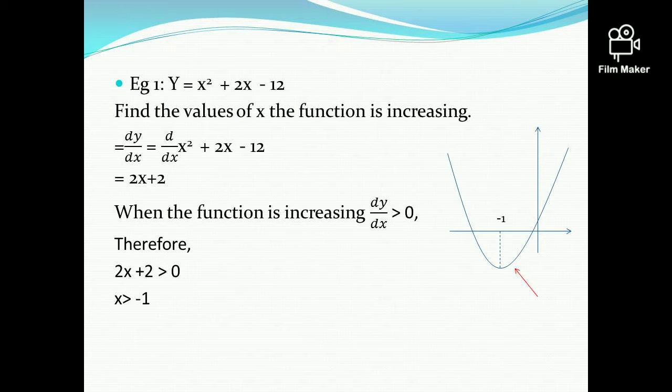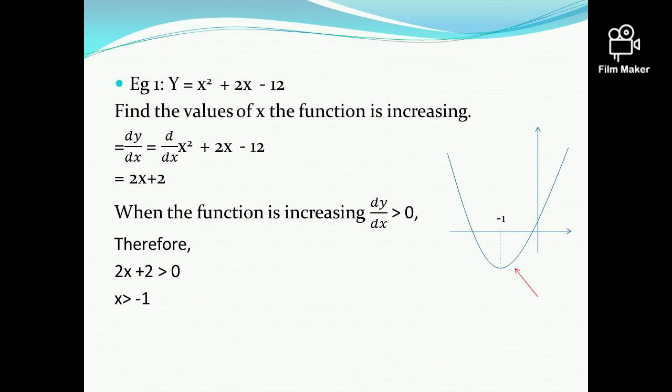Let's try to verify this theory with the first example. The question is y equals x squared plus 2x minus 12. We need to find the values of x where the function is increasing. We know that for an increasing function, its first differentiation must be greater than 0. Therefore, first of all, let's find the first differentiation of x squared plus 2x minus 12. If you differentiate once, you will receive the answer 2x plus 2.